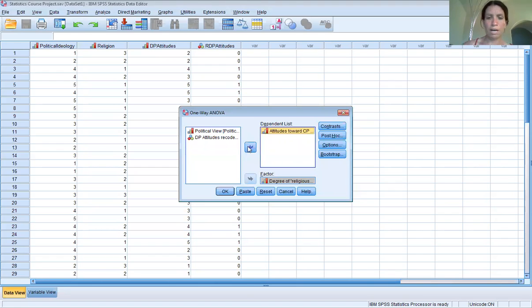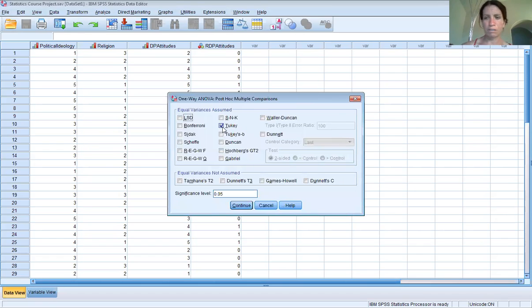Then I'm going to go to post hoc tests, and I requested a Tukey test. I don't require you to do this in your assignment. You may want to do it. It would enhance your interpretation, but you're not required to. I'm just going to talk very briefly about it just to show you what it looks like. But like I said, you're not required to do this.